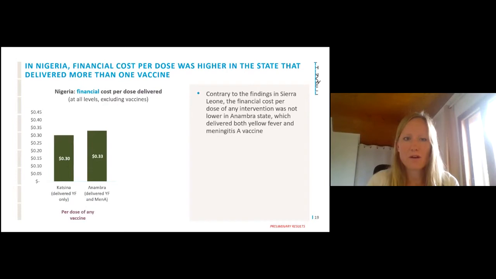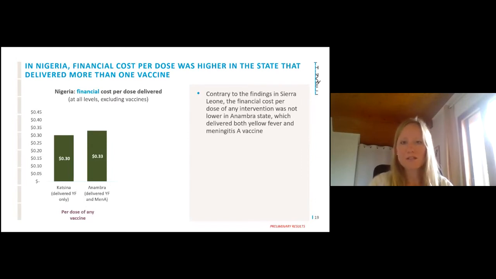Then if we now look at the same kind of data for Nigeria, here we actually found something different. So in this graph, we see the delivery cost per vaccine dose delivered. And in Katsina State, the bar on the left, only yellow fever vaccine was administered during the campaign, while in Anambra State, which is the bar on the right, yellow fever and meningitis A vaccines were delivered during the campaign.